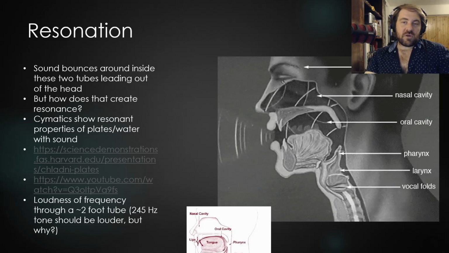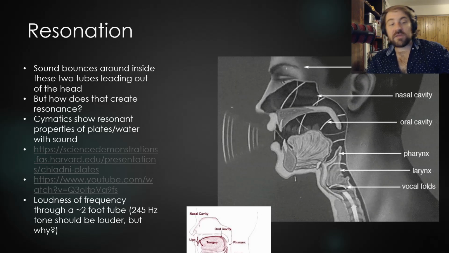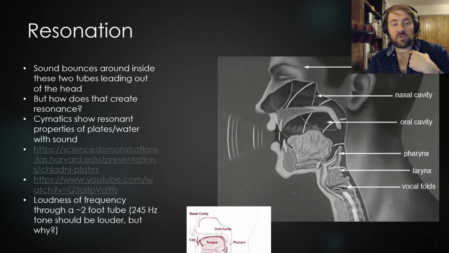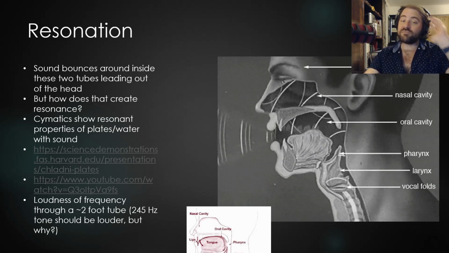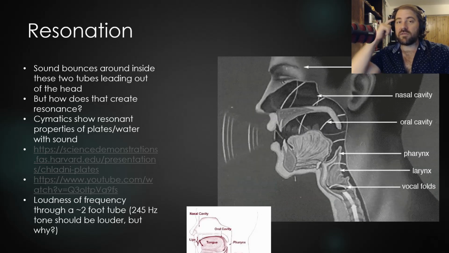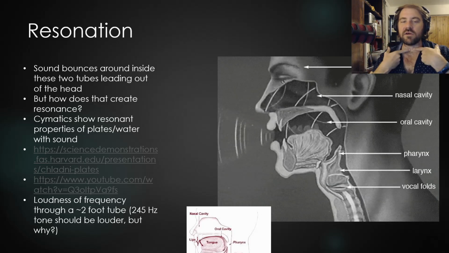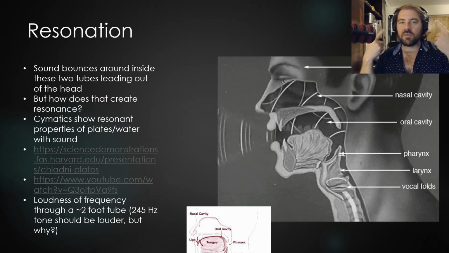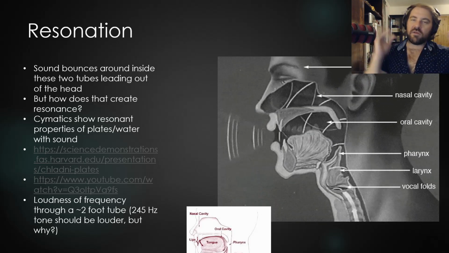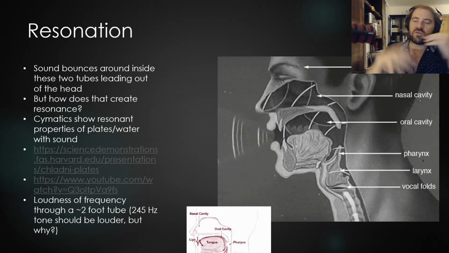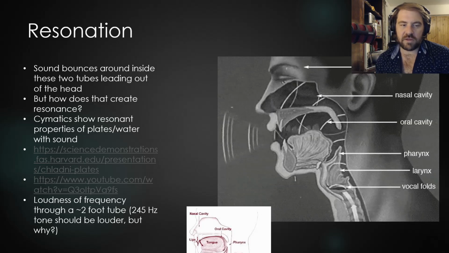So where these constrictions are changes the resonant properties of the sound coming from the vocal folds. And the changes in those resonant properties are speech sounds. Those are phonemes. So now we've got how the actual phonation happens. We just learned about that. And now what we're learning about is what muscles and bones and other structures are creating the constrictions that actually lead to the different speech sounds.